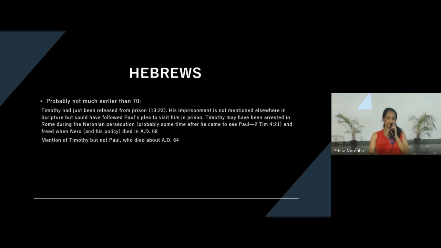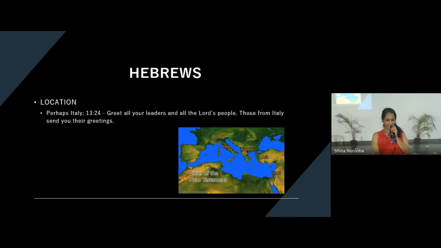we have an account here of Luke being released from prison. And it's thought that Luke was put in prison during the time of Nero, which was between 64 to 68 AD. So this is sometime after 68 AD, but before 70 AD that the book was written. Okay, so the location of writing is most probably Italy.